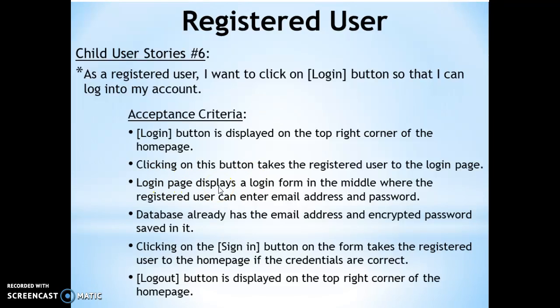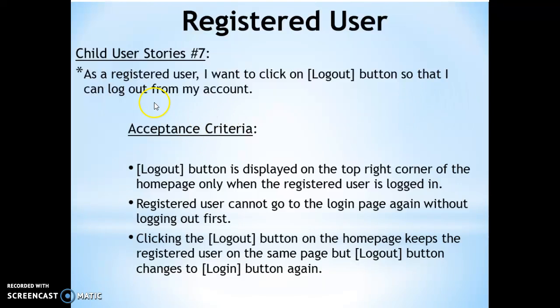Login page displays a login form in the middle where the registered user can enter email address and password. Database already has the email address and encrypted password saved in it. Clicking on the sign in button on the form takes the registered user to the home page if the credentials are correct. Logout button is displayed on the top right corner of the home page. These are basically the same, similar to the admin user. So I'll just go ahead and read the other ones.